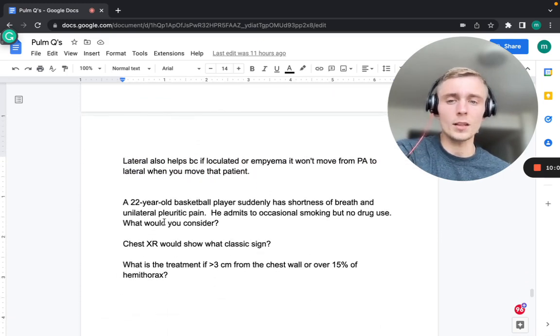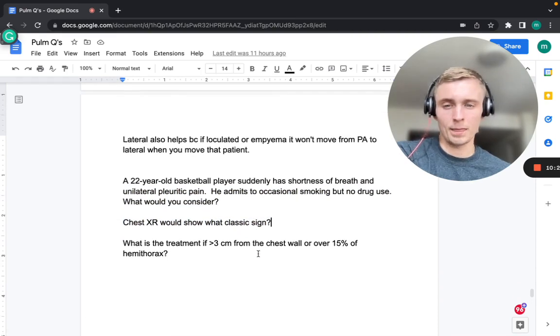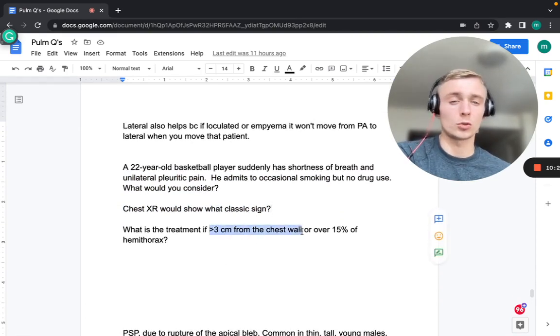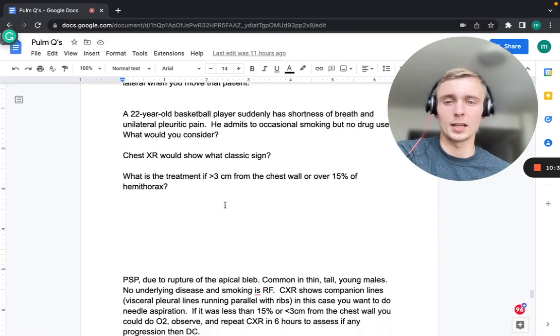Next one is a 22-year-old basketball player, so they're probably tall, who suddenly has shortness of breath and unilateral pleuritic pain. He admits to occasional smoking but no drug use. What would you consider in this patient? So again, 22 years old, young male, thin, shortness of breath, unilateral pleuritic pain. He admits to occasional smoking but no drug use. Chest x-ray would show what classic sign? And what is the treatment if over 3 centimeters from the chest wall or over 15% of the hemithorax is affected in this condition? Over 3 centimeters, over 15% of the hemithorax, so one side of the thorax.